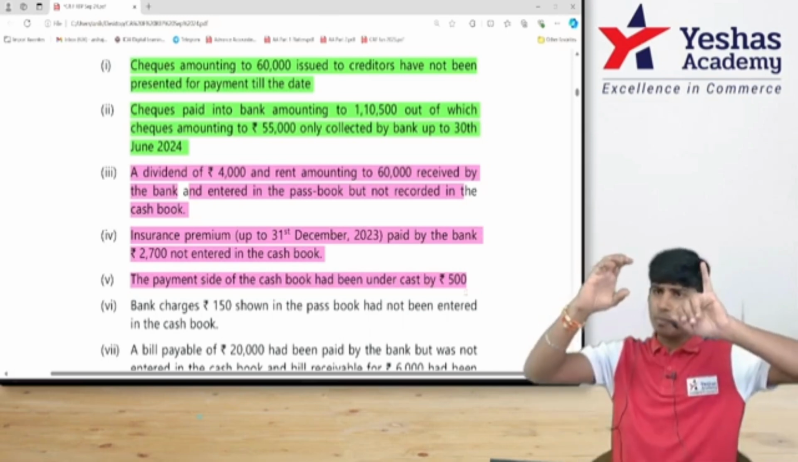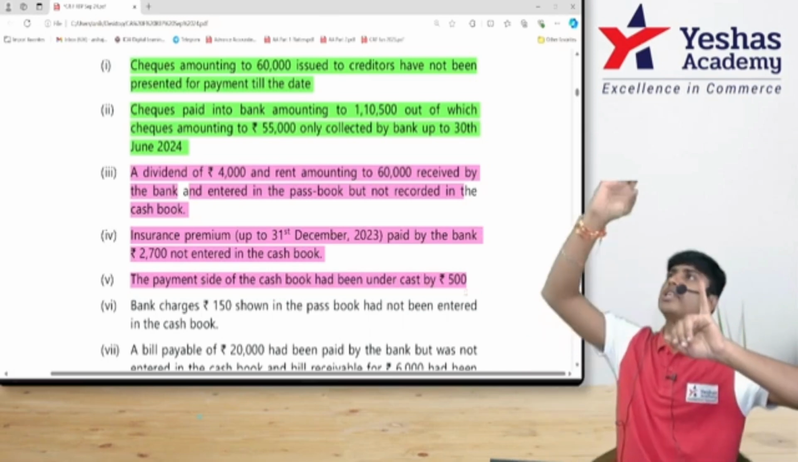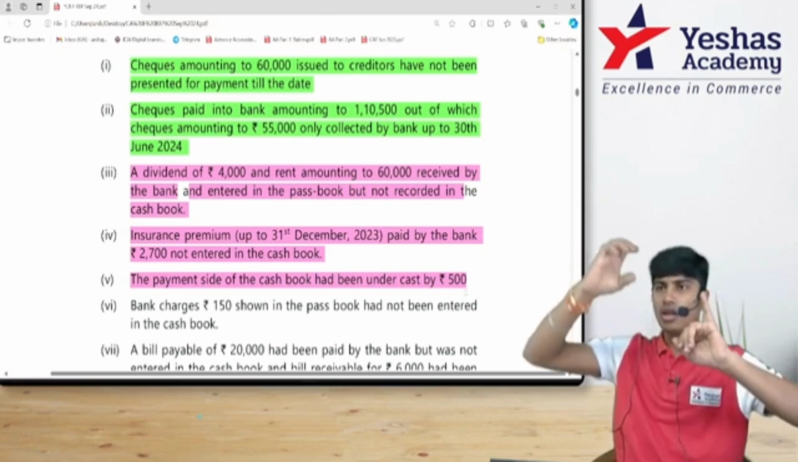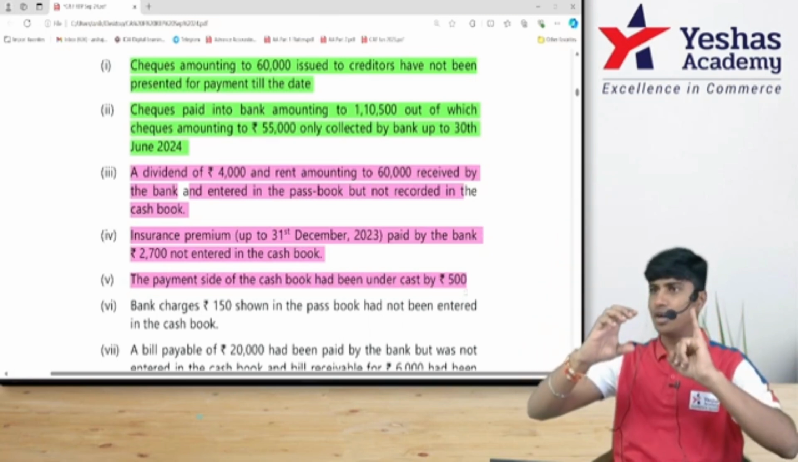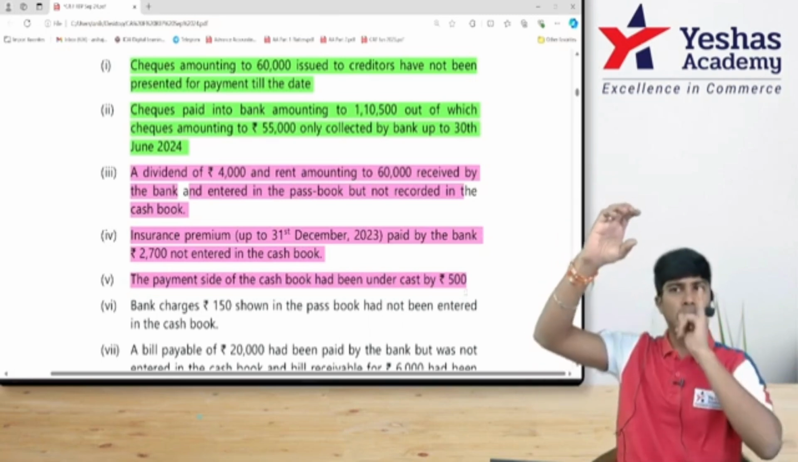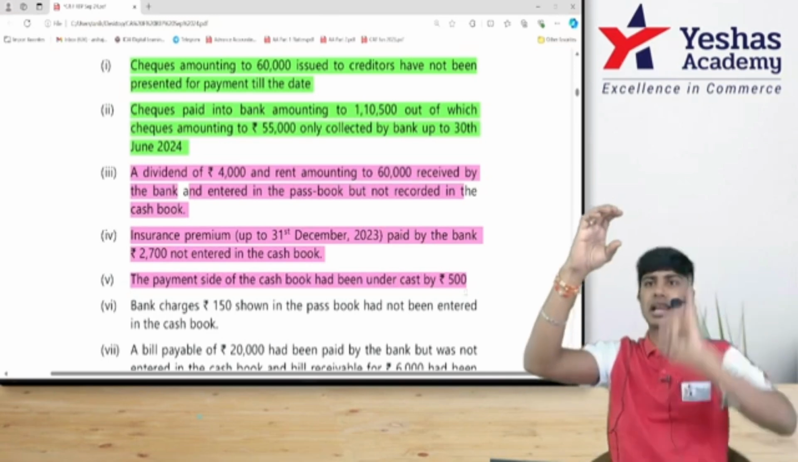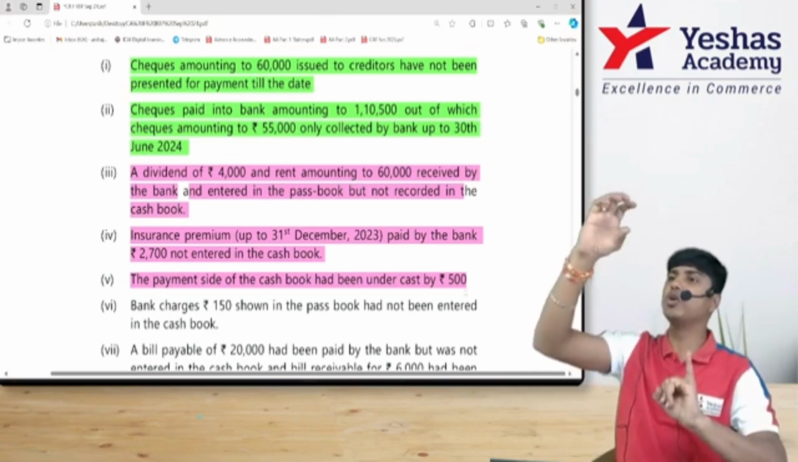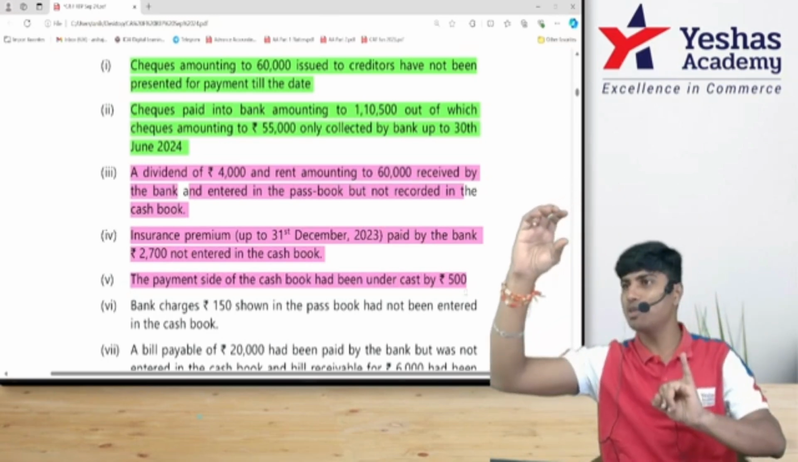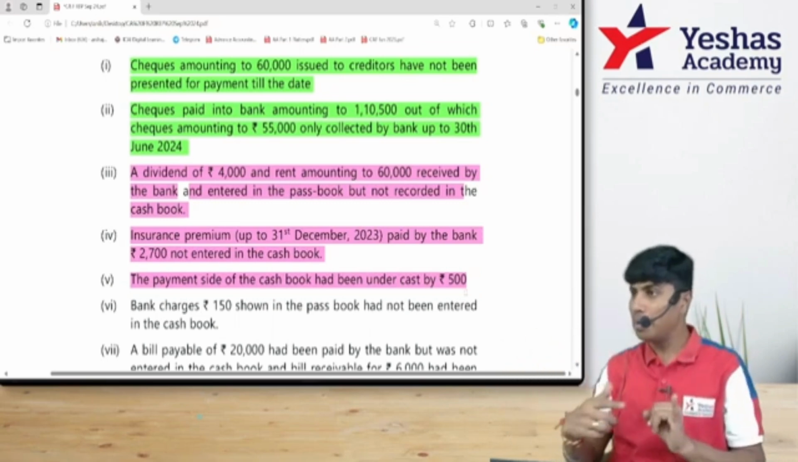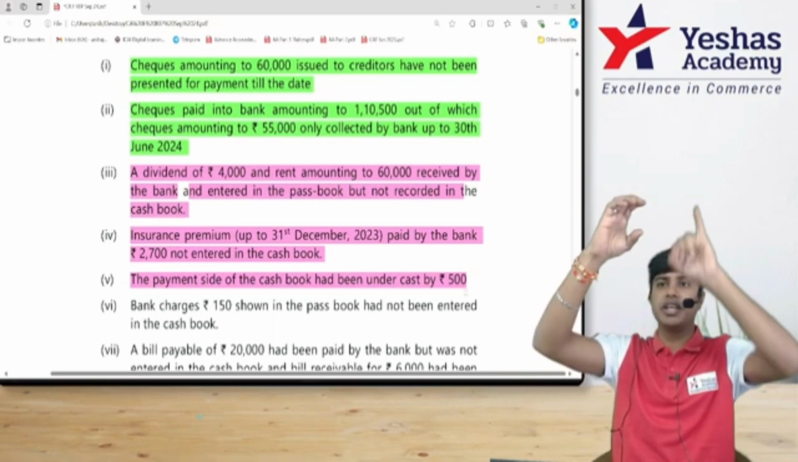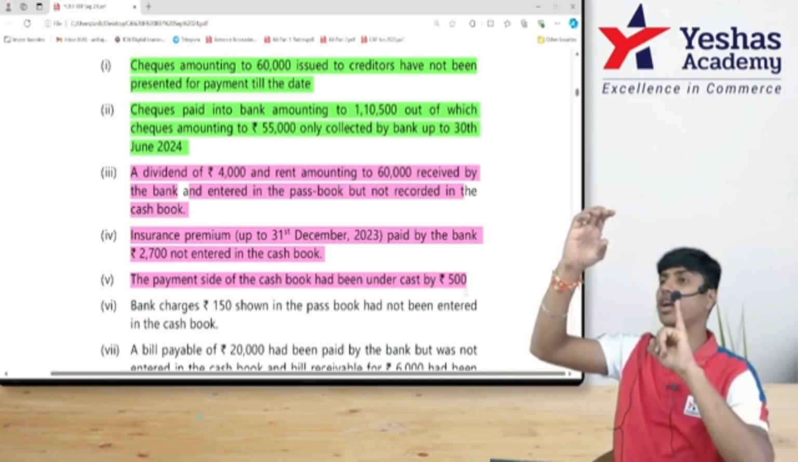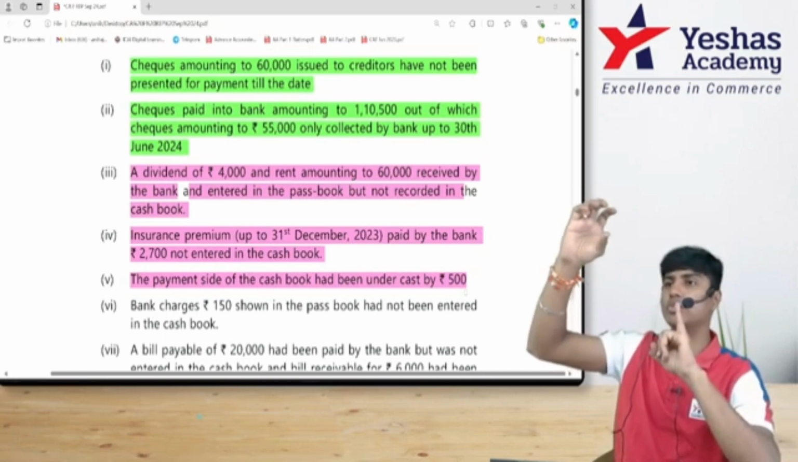If you don't record the payment of 500, the closing balance will be more by 500. So the payment is made, and the bank balance is reduced by 500. In the cash book, you did not write it, so the cash book is not reduced by 500. I repeat, the payment is made, so the passbook is reduced by 500. You have not recorded it in the cash book, so the cash book is not reduced by 500.